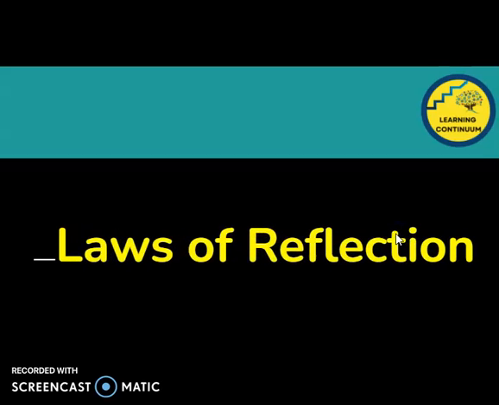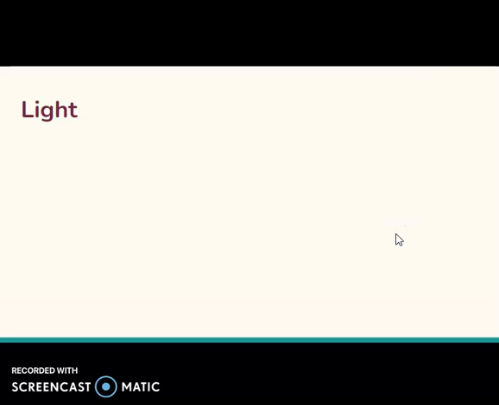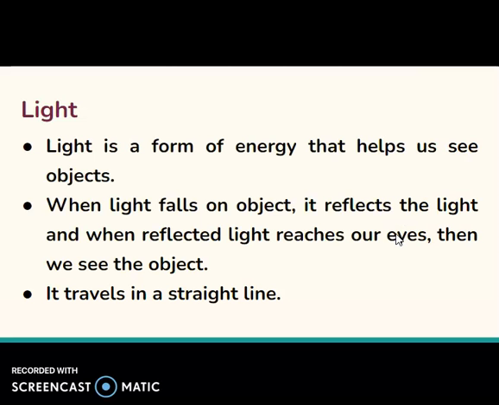Let's begin our lesson with what is light? Light is a form of energy that helps us see objects. When light falls on an object, it reflects the light, and when the reflected light reaches our eyes, then we see the object. It travels in a straight line.